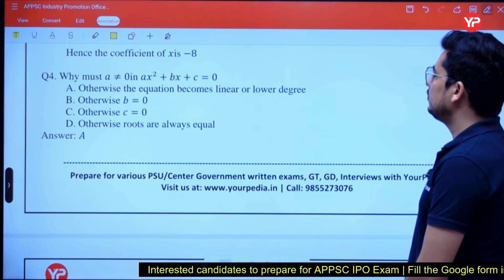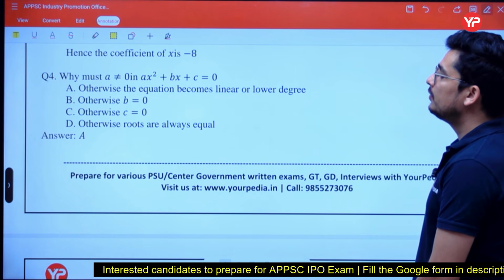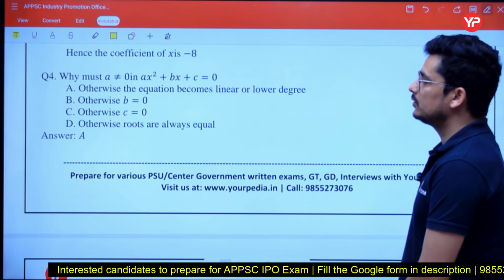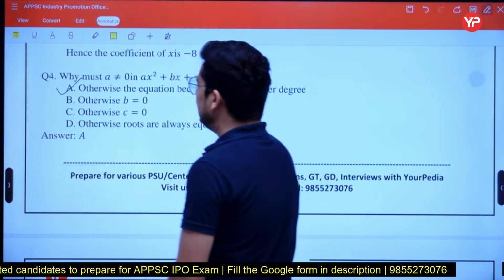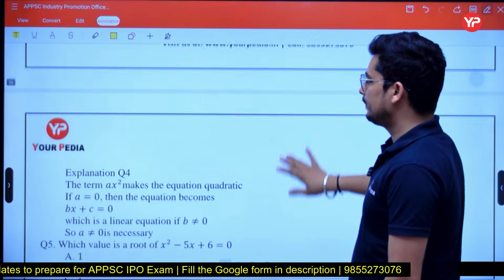Next is alpha is this equation. Otherwise, the equation becomes linear or lower degree. Okay. Why must alpha not be equal to 0? If alpha is equal to 0, then your equation will be converted into a linear equation, right?